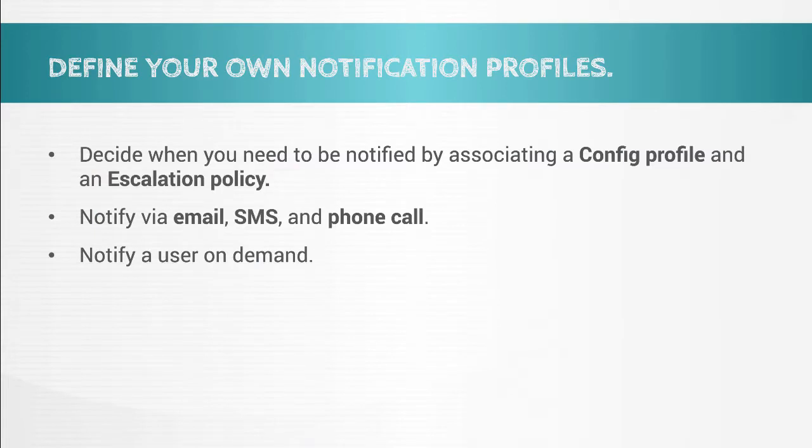Notification profiles are the ones which help you associate a configuration profile and an escalation policy. A configuration profile is the one which we discussed at first, where we create certain criteria to filter the alerts, and the alerts which satisfy those criteria will be notified to the people who are in a particular escalation policy. You can also notify a user on demand if that alert needs special attention.